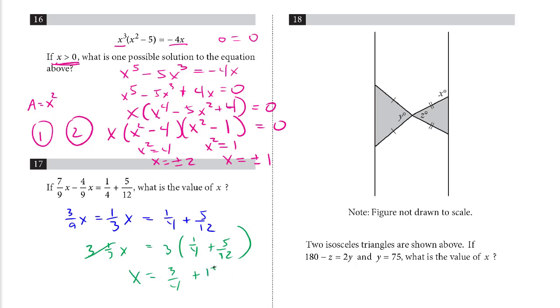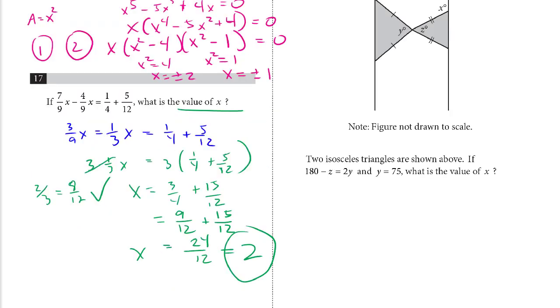plus 15/12. Okay? Well, let's put this into a common denominator because I'm adding fractions. 3/4 is equivalent to 9/12 plus 15/12, which equals 24/12. x equals 2. The correct answer for 17 is 2.